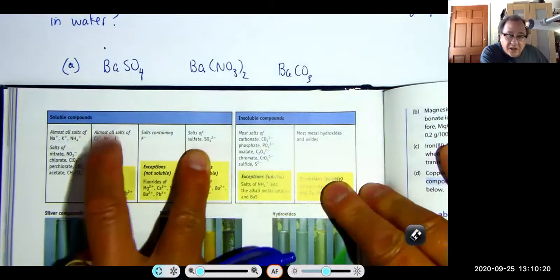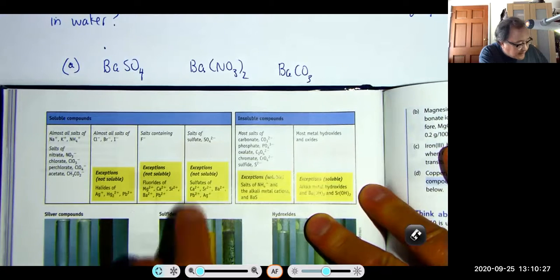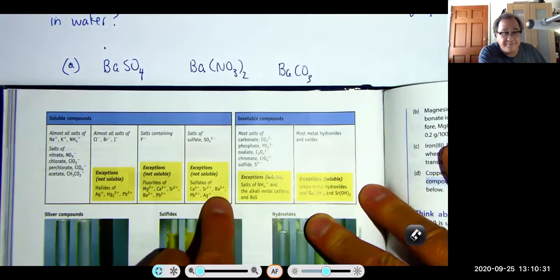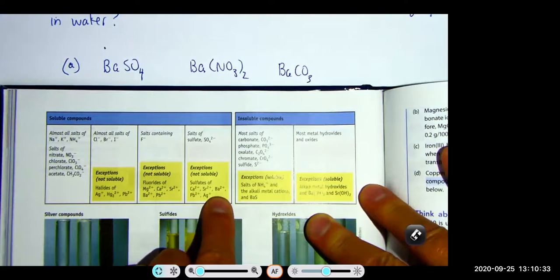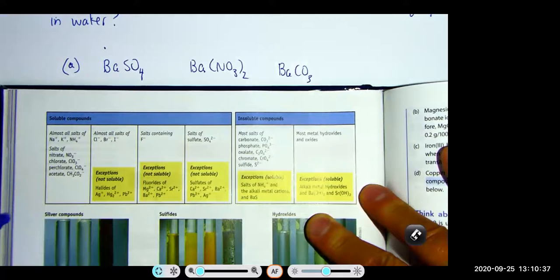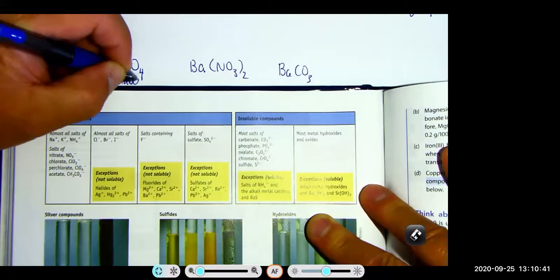So what's with the yellow box? Well, these are exceptions. So this says that your sulfate will not dissolve if it's combined with barium. Is this a sulfate combined with barium? Yes. So this is insoluble. Insoluble, that's the term we use.